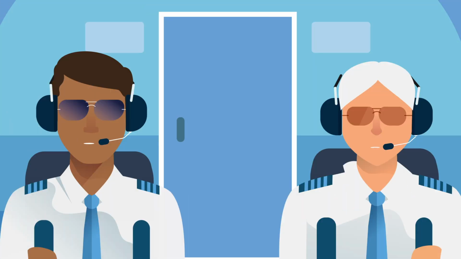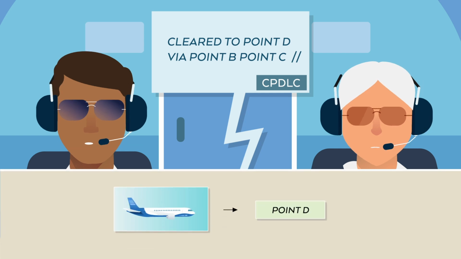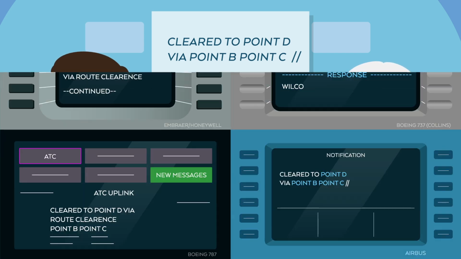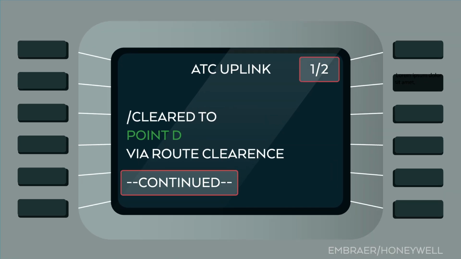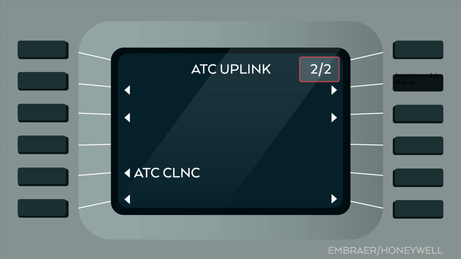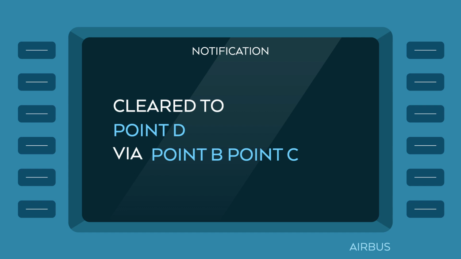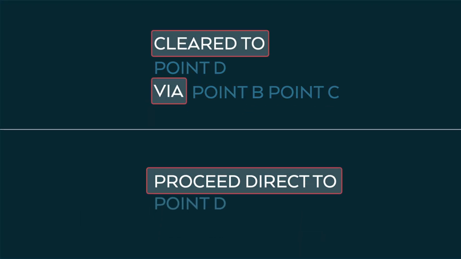Let's look at the CPDLC message the pilots received. The pilots are instructed to proceed to point D via point B and point C. Depending on the aircraft, this message might look different. And in some cases, part of the message might be displayed on a second page under ATC clearance. A message like this is not the same as a direct route clearance, even though they may look alike.